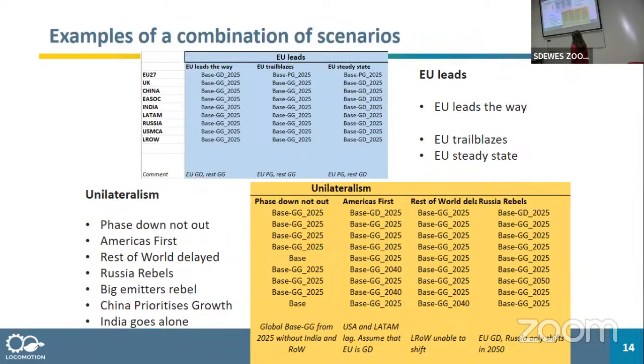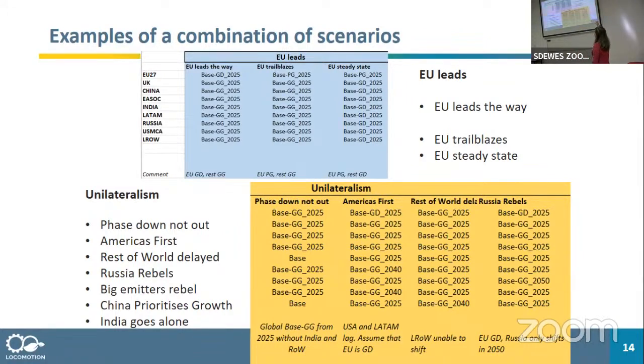Under unilateralism, this group of scenarios contains seven possible combinations. We call it phase down, not out, and it's in line with the results of the latest conference of parties, when India insisted on using the terminology down and not out of fossil fuels. So, reflecting that into our terminology, we will assume that from the year 2025, all the regions will go green growth without India and the rest of the world. This is phase down, not out.